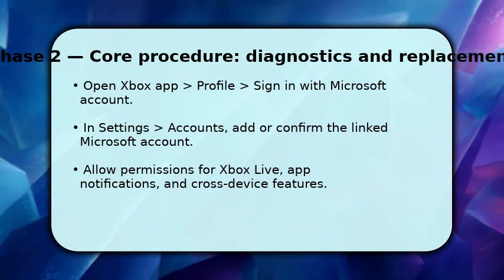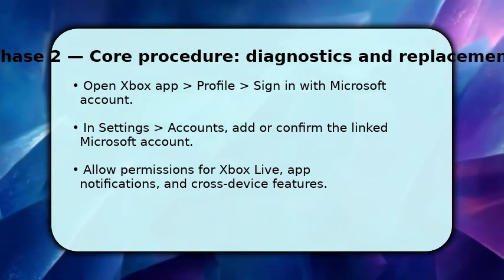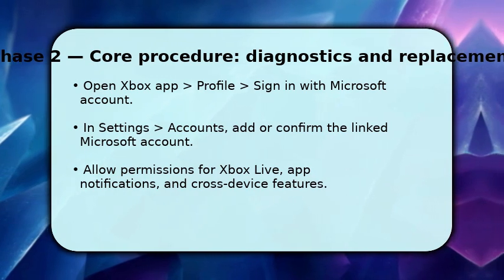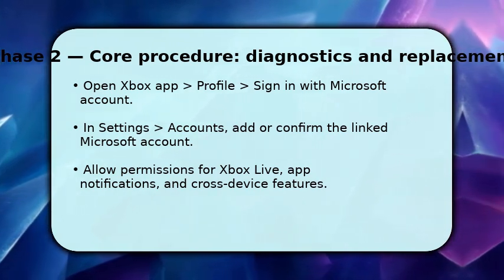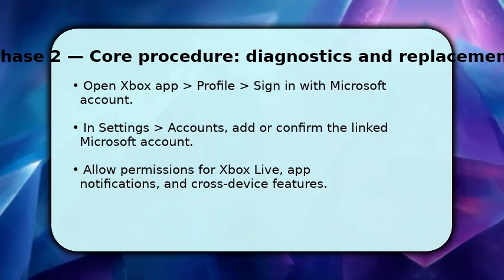Now you move into the app. Open Xbox, go to Profile and sign in with the exact Microsoft account used on your console. Once signed in, navigate to Settings Accounts to add or confirm the linked account and enable cross-device features.